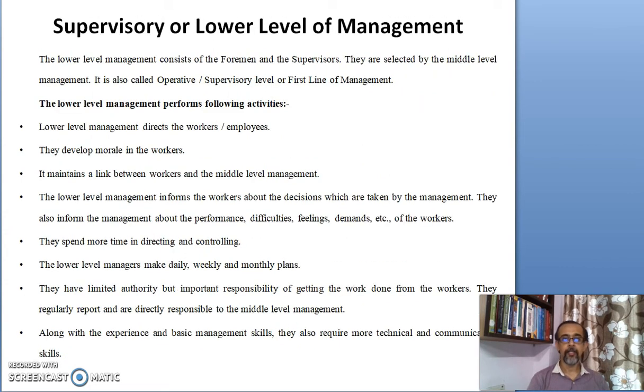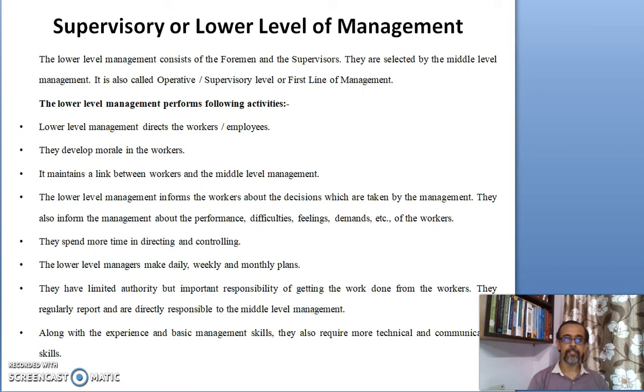Now we come to the last level of management, which is the supervisory or lower level of management. The lower level of management consists of foremen and the supervisors. They are selected by the middle level management. The lower level of management are also called the first line managers. The lower level management directs the work and employees. They develop morale of the workers. They maintain a link between the middle level and the lower level.